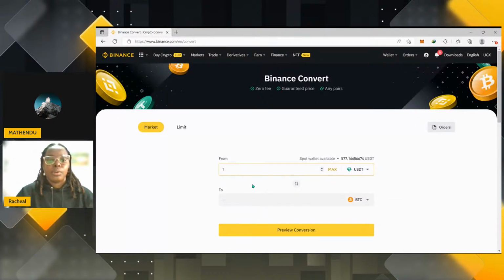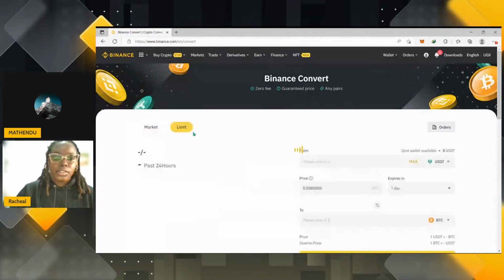So you can buy from as low as $1. And when we look at spot trading in a few minutes, you're going to realize that in spot trading, the minimum for you to open a trade, for you to be able to buy any other crypto, is going to be $10. So you find that Binance Convert has its benefit.